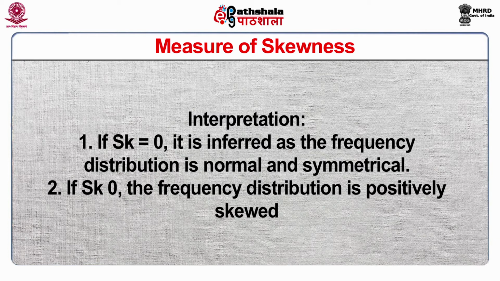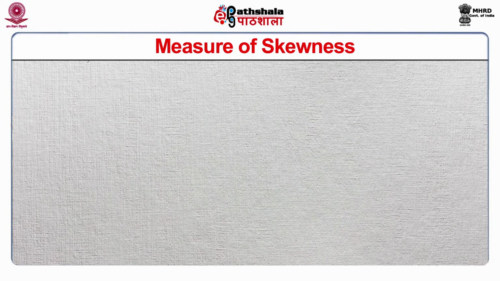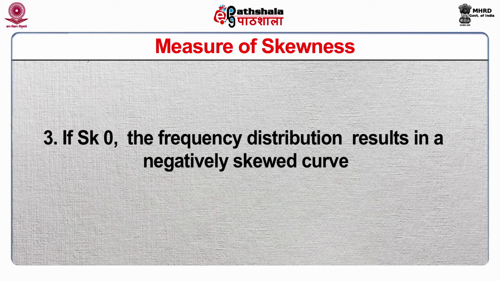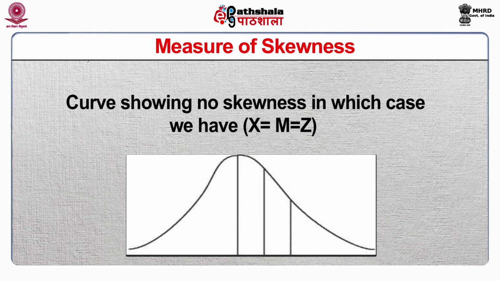If Sk is more than 0, the frequency distribution is positively skewed. If Sk is less than 0, it is negatively skewed. Now, when the distribution of items in a series happens to be perfectly symmetrical, it results in the following type of curve for the distribution, as illustrated on the screen. The curve shows no skewness, in which case the mean is equal to the median is equal to the mode.